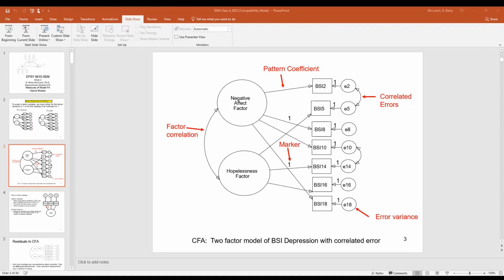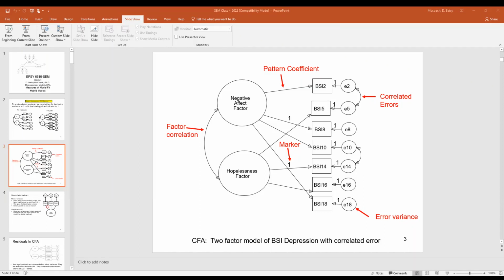I just put a path from hopelessness to BSI2. Now BSI2 is double loaded, right? So now that changes things. Think about it. If I do that, that changes what E2 is. The residual variance in BSI2 is now the variance in BSI2 that isn't explained by negative affect or by hopelessness, right? Because now there's a direct path. Before, the residual variance was really just the variance that wasn't explained by negative affect.